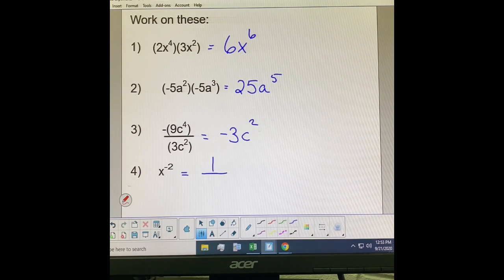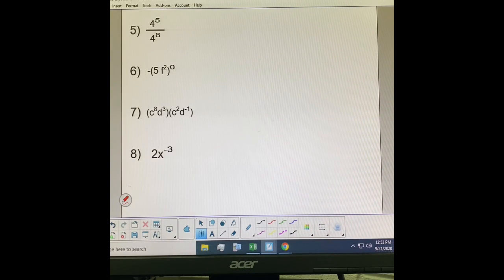Practicing the laws of exponents is very important. It can be very confusing, so just practice, practice, practice.